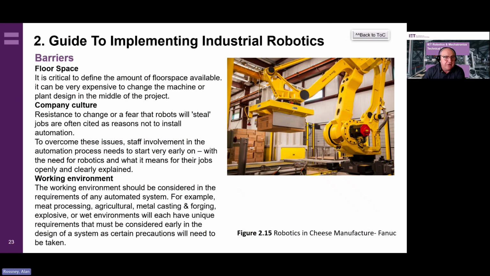So other barriers, like floor space. In truth, automation uses more floor space than manual at times. So when you're designing a new robotic system, it's critically important to understand and define the amount of floor space available. Whilst many creative products, applications, and design architectures can be used to fit a great deal of robotics into a given floor space, it can be expensive to change that mid-project. It may also add considerable risk and programming time to the final solution if not properly scoped from the beginning.